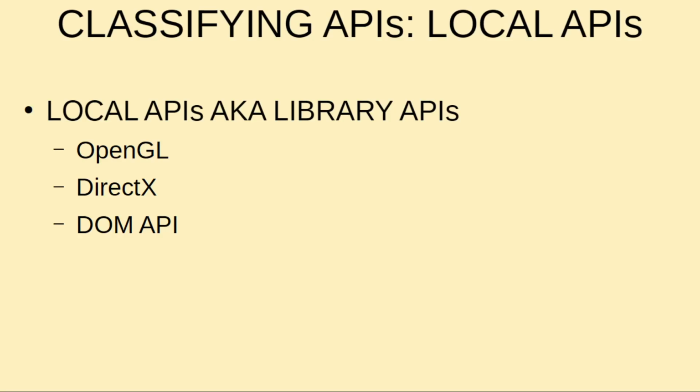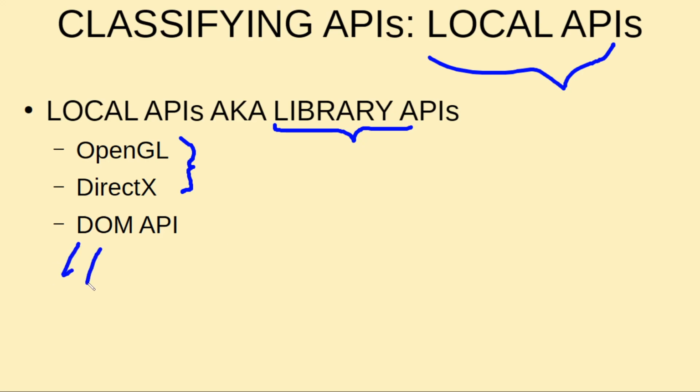We can also classify APIs depending on where the software system that we want to use is running. For instance, if the software system that we are using is running on our same computer, we can call that local APIs. Examples of local APIs are OpenGL or DirectX. These are APIs that help us create fast graphical applications. These are known as library APIs. There are some other user interface APIs that are running in our browser. For instance, the Document Object Model API will allow us to interact with HTML elements.